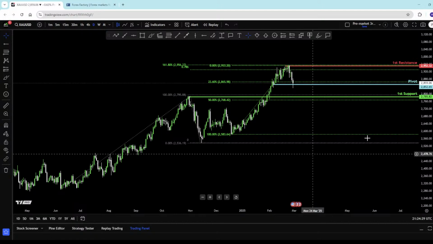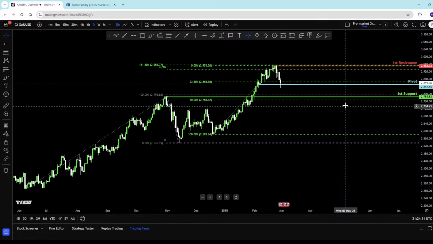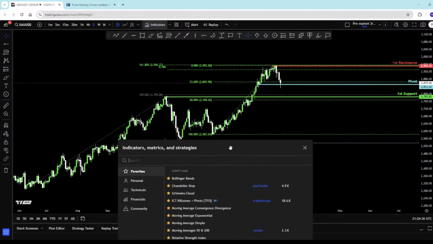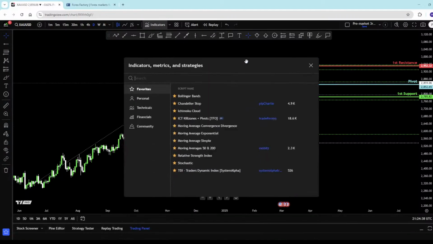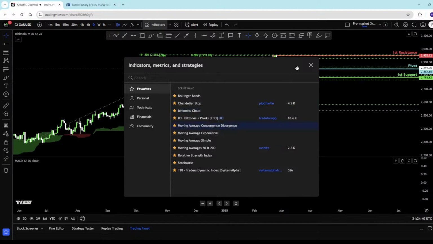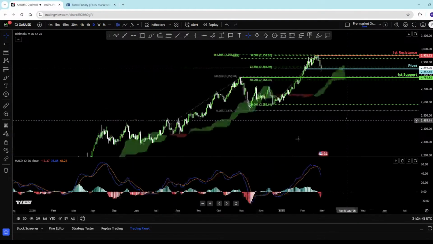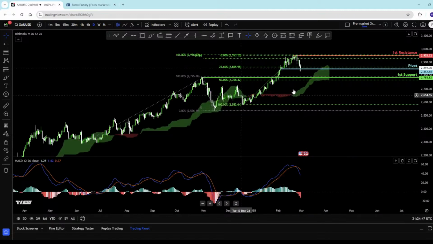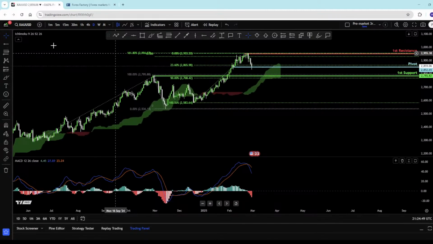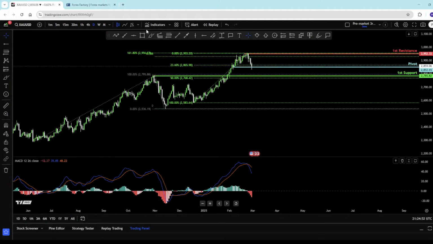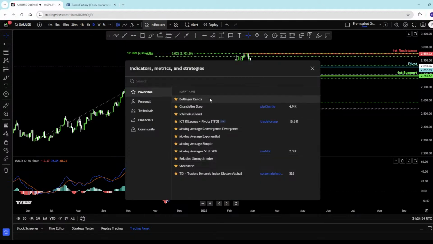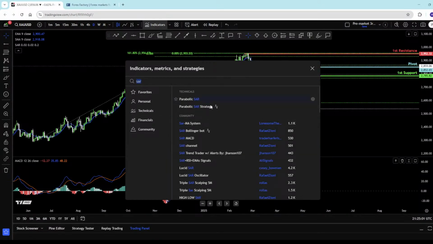So now let's go in with our indicators. I'm expecting prices to continue to drop, at least to that first support level. Okay, so on our MACD, it supports our analysis. On Ichimoku, prices are moving above the cloud, so that doesn't support our analysis. Let's look at EMA, SMAs, and parabolic SAR.